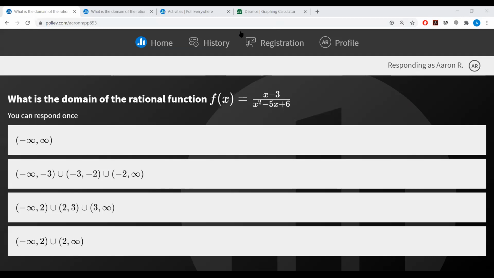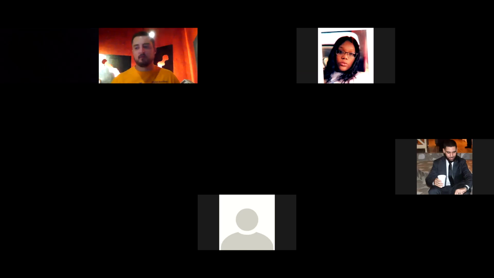And remember, when we find domain, we just remove those problem points. In this case, it's where our denominator is 0. We don't want to include those in our domain. So I'll give you a minute and a half from now. Sorry, I see some people selecting their answer.